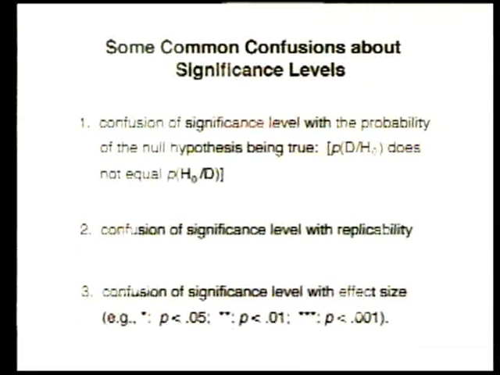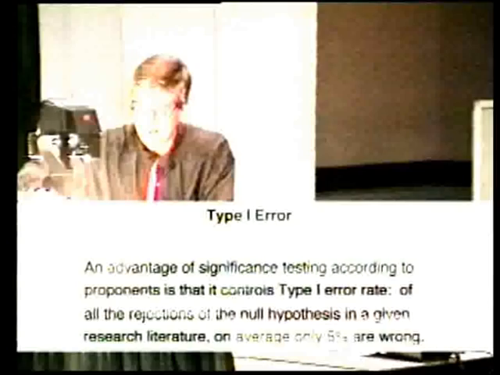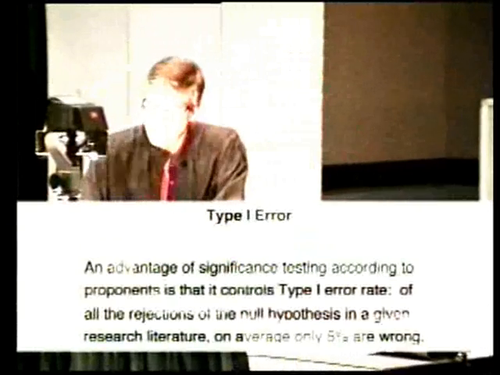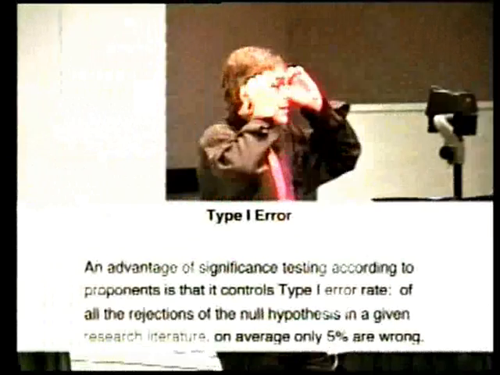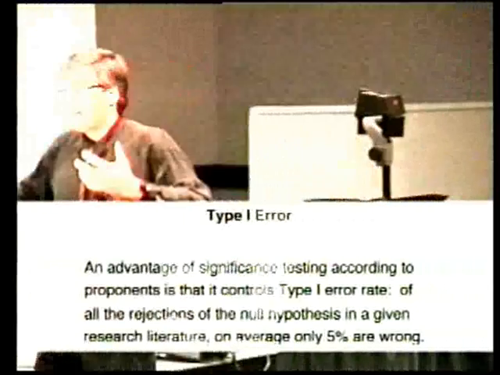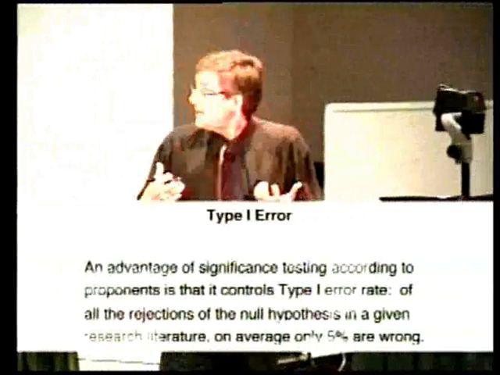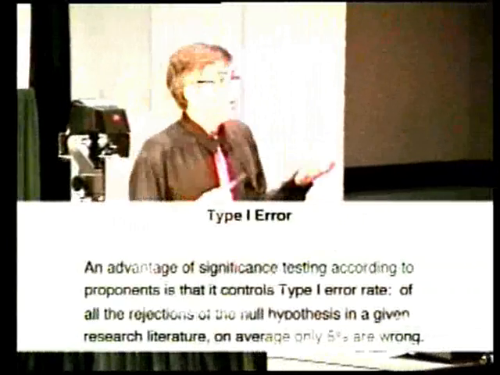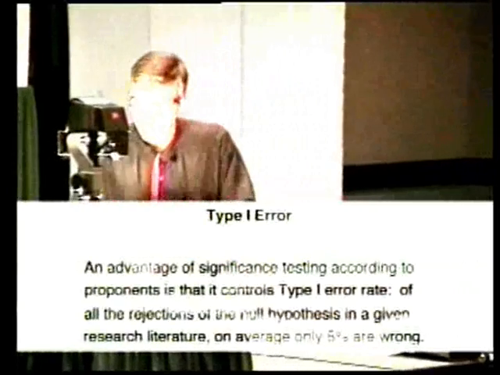Well, okay. Some might say it might be a little bit confusing to understand null hypothesis testing, but surely there are some great virtues. For example, doesn't it control our type 1 error rates? So that if you look at a research literature in psychology, and look at all of the published studies in that area, shouldn't on average only 5% be wrong? Are there only going to be 5% type 1 errors?